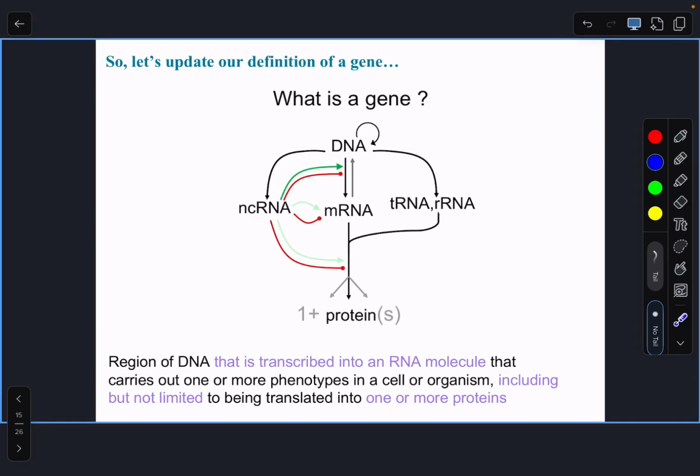All right. So, let's update our definition of a gene. Now we can go a little further from a region of DNA that codes for a protein. We can make it a little more generic and say it's a region of DNA that is transcribed into an RNA molecule. We're not implying messenger RNA anymore. It's an RNA molecule that carries out one or more phenotypes in a cell or organism. Now I'm using terminology we heard before, phenotype, function, right? Including, but not limited to, being translated into one or more proteins. Right? So our definition of a gene is getting ever more complex. That's life.